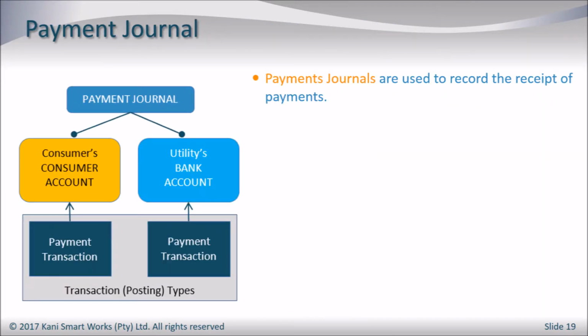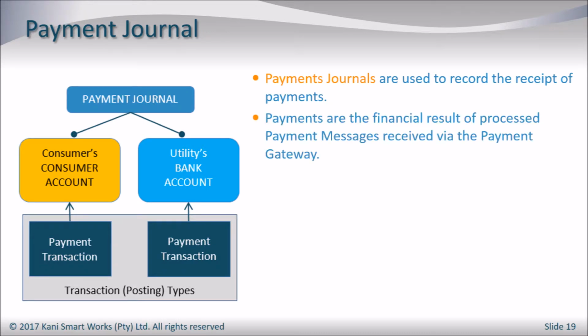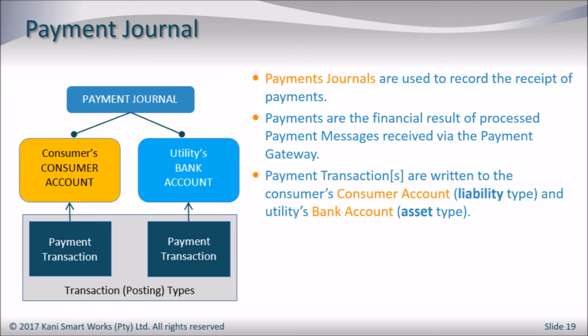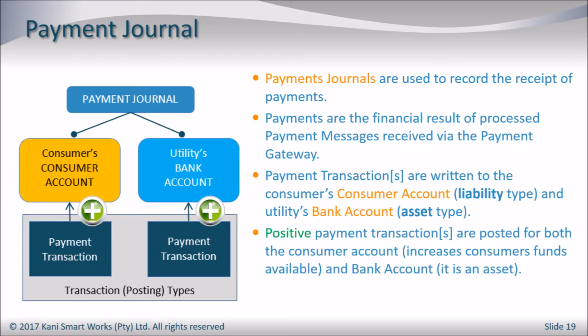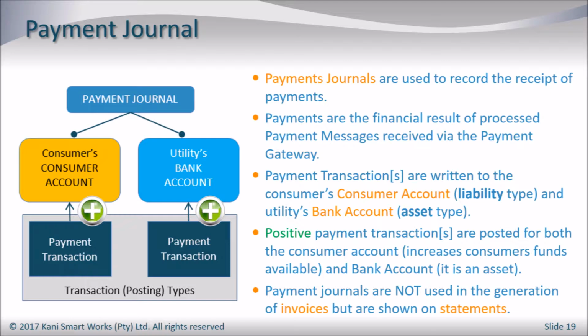Payment journal. Payment journals are used to record the receipt of payments. Payments are the financial result of processed payment messages received via the Payment Gateway module. Payment transactions are written to the consumer's consumer account, which is of type liability, and the utility's bank account, which is of type asset. Positive payment transactions are posted for both the consumer account, because it increases the consumer's funds available, and the bank account, because it's an asset type. Payment journals are not used in the generation of invoices, but they are of course shown on statements.